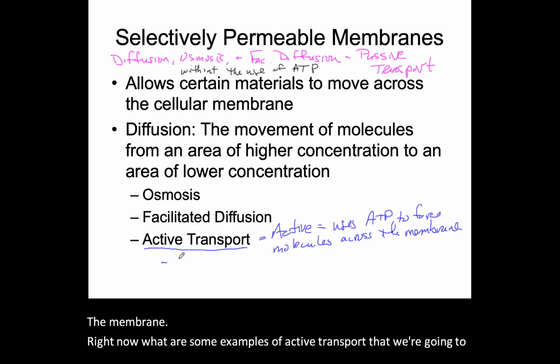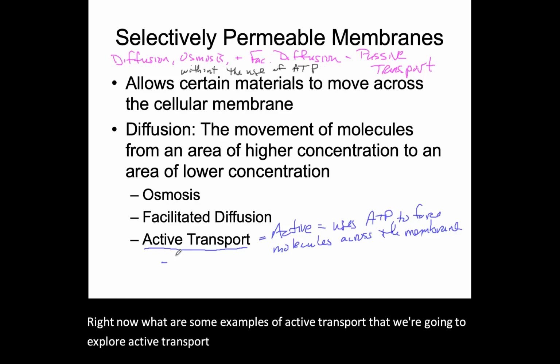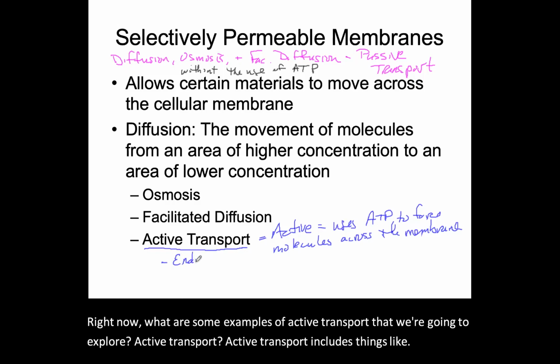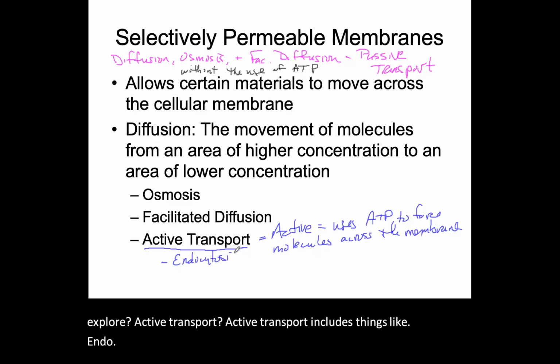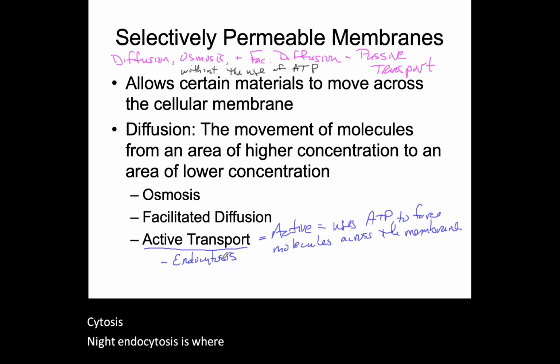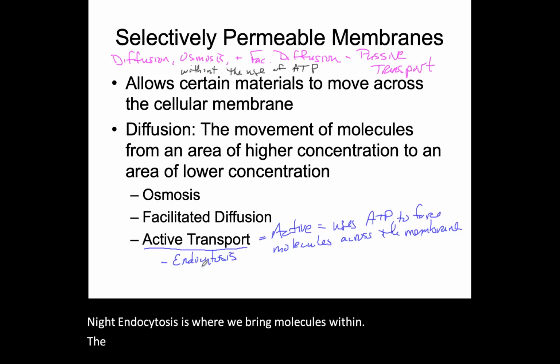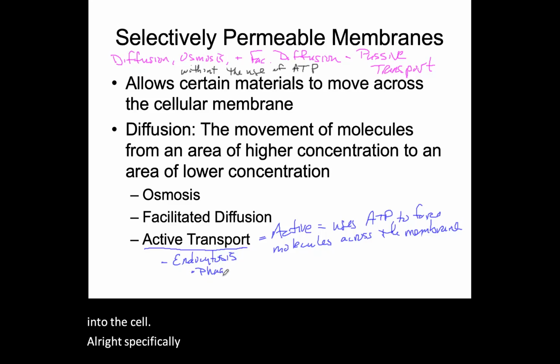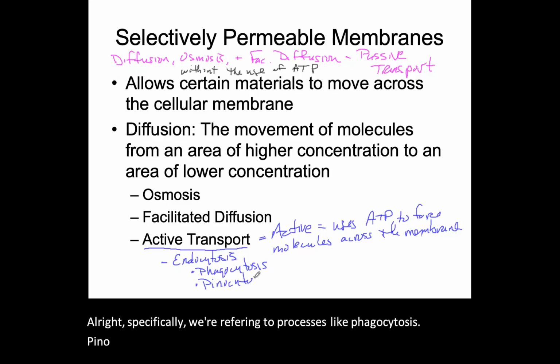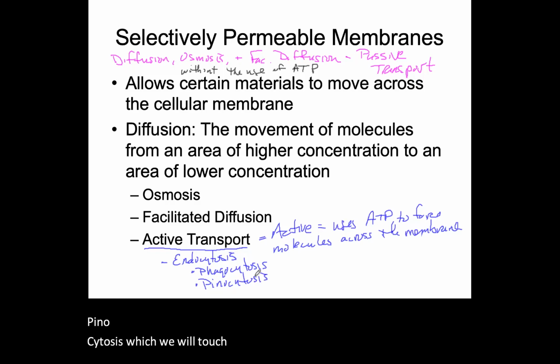Active transport includes things like endocytosis. Endocytosis is where we bring molecules within the cell. Endo means within, and cytosis means a process of bringing into the cell. Specifically, we're referring to processes like phagocytosis and pinocytosis, which we will touch on towards the end of this video.